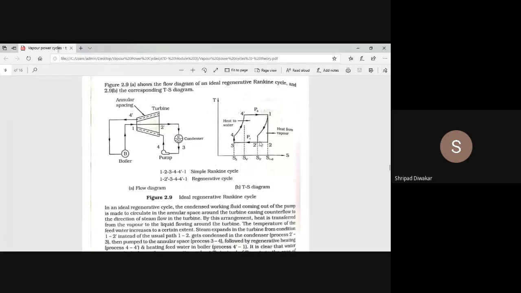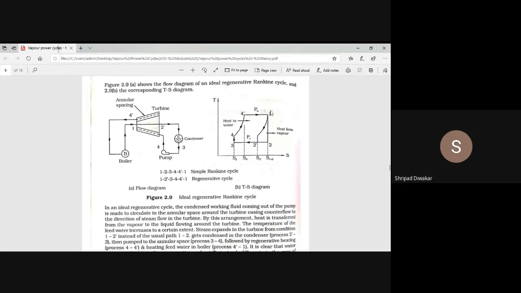That is your regenerative cycle. First you draw the ideal regenerative cycle. After that, for 4, 4 dash, 3, you draw one line parallel to 4, 4 dash like this. Next, you draw one line parallel to 4, 3. Whatever line I'm showing, this line is parallel to 4, 4 dash in the case of the regenerative cycle. So this is how to draw the regenerative cycle.